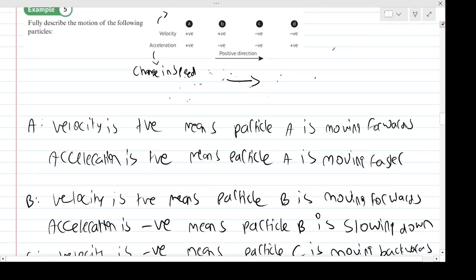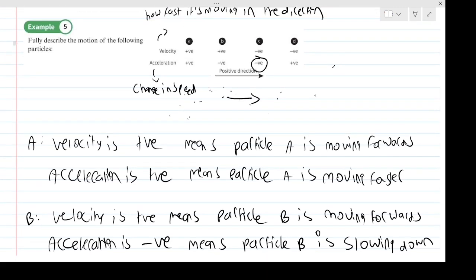Now, this one's quite interesting. The acceleration is negative as well. What that does not mean in this instance is that it's slowing down in the backwards direction, as we just discussed, because the velocity is negative, it's moving in the opposite direction. Because the acceleration is negative, it doesn't mean it's slowing down in the negative direction. It means it's slowing down in the positive direction.